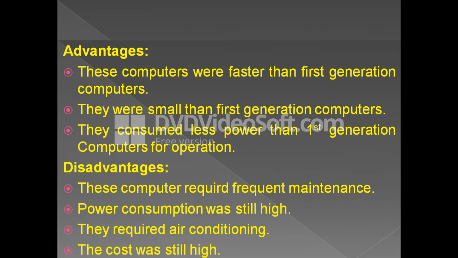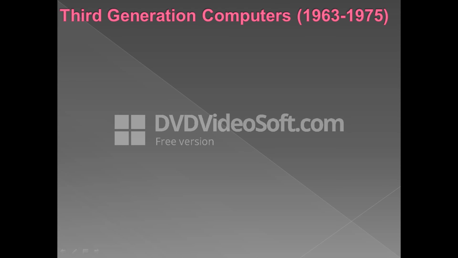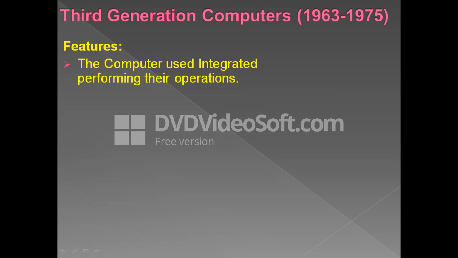And let's go to the third generation of computers. We started from 1963 to 1975. The features: the computer used IC, that is integrated circuit, for performing their operation. In the first generation, what was used? Vacuum tubes. In second generation, transistors, and in third generation, IC, integrated circuits or integrated chips also we can say.